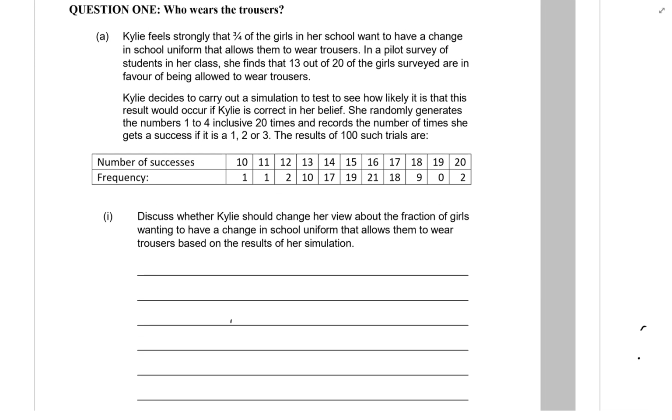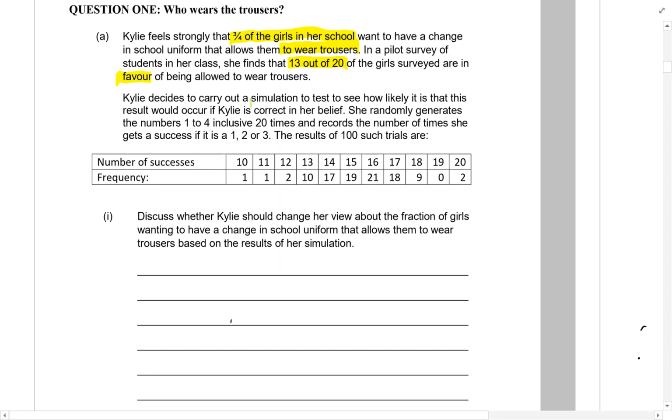So, question 1, who wears the trousers? Kylie feels strongly that 3/4 of the girls in her school want to have a change in school uniform that allows them to wear trousers. In a pilot survey, that means a kind of a trial run of a survey. So in a pilot survey of students in her class, she finds that 13 out of 20 of the girls surveyed are in favour of being able to wear trousers.